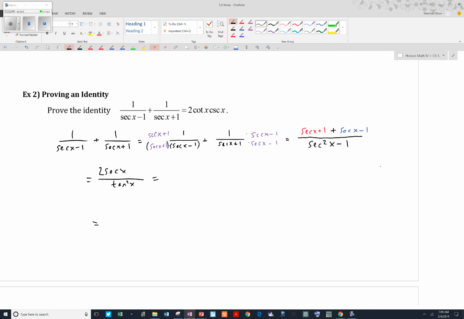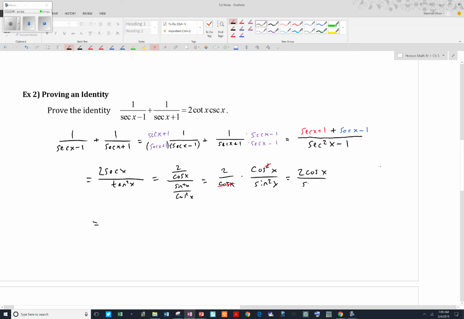Now 2 secant of x, I'm going to put the 2 up in the numerator right away, 2 over the cosine of x. Tangent squared, I still want to call sine squared over cosine squared. And then I want to take that 2 over the cosine of x and multiply it by the reciprocal, cosine squared over sine squared. This makes things a lot easier because now that cosine cancels. Again, this is not something you need to show. You don't have to do that. I'm totally fine if you do. And now here we're left with 2 cosine of x over sine squared.